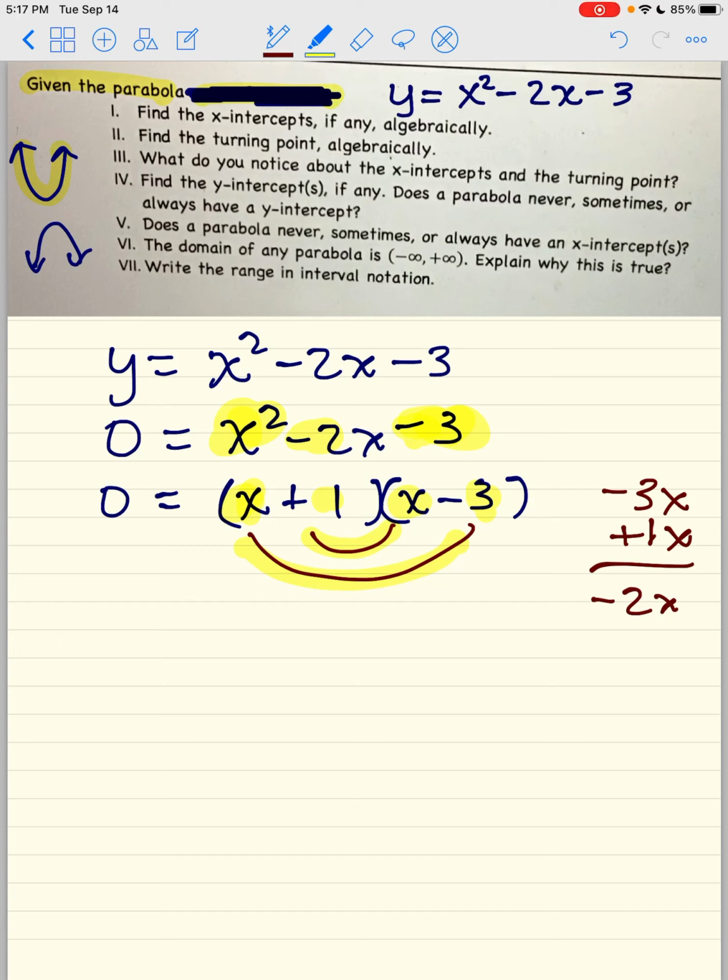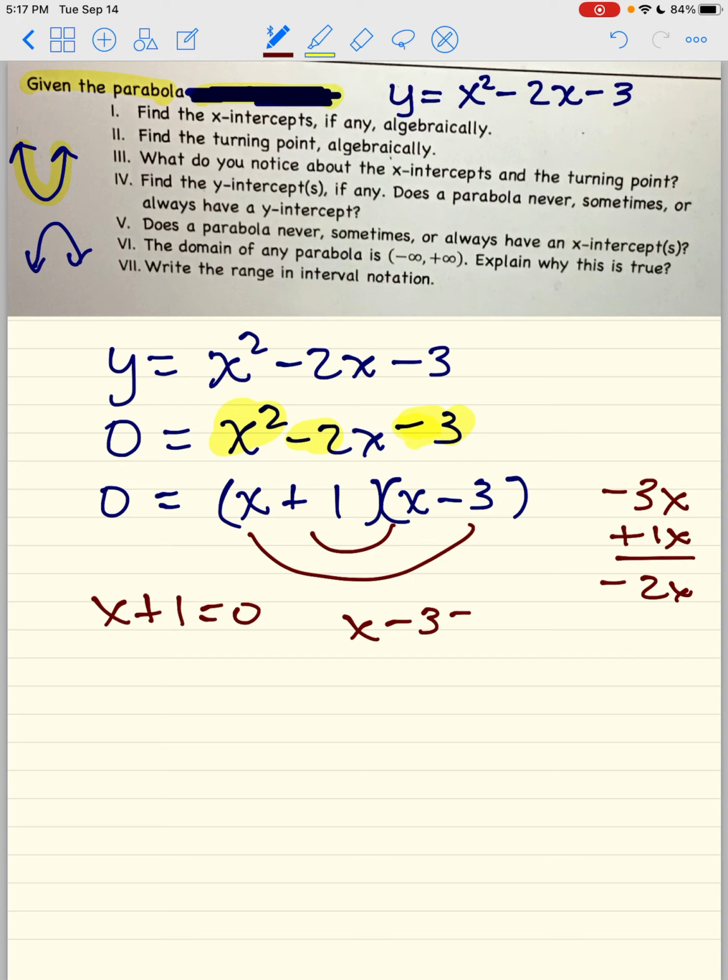So with that being said, let's see what we have here. Okay, so we said plus 1x, that gives you a negative 2x, that gives you the middle, that's great. Let's take each piece and set it equal to 0, and those are your two x-intercepts, okay?